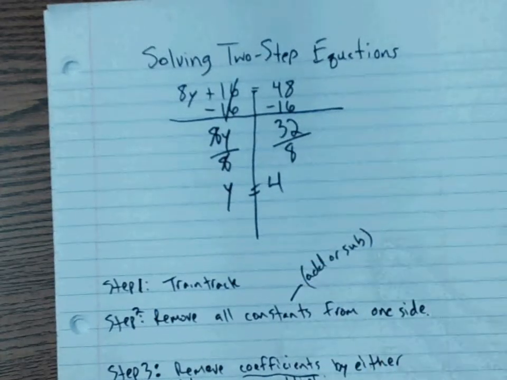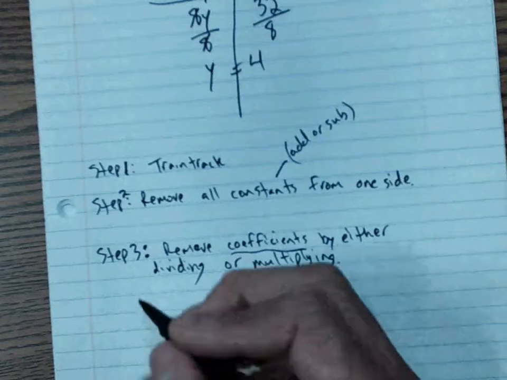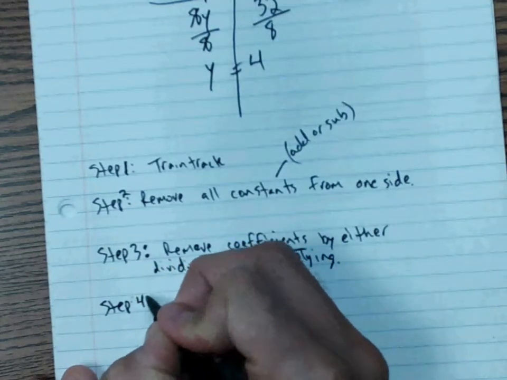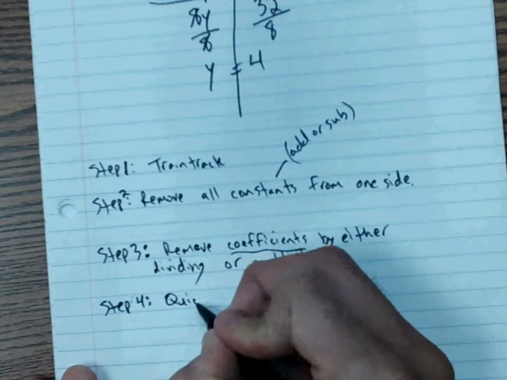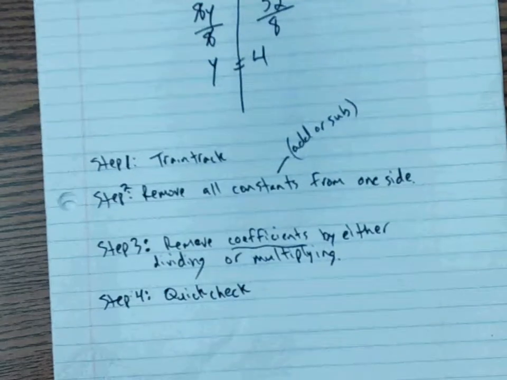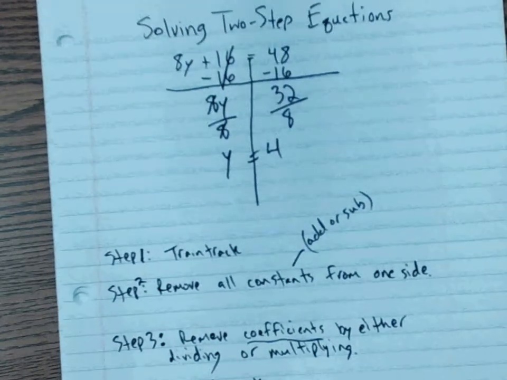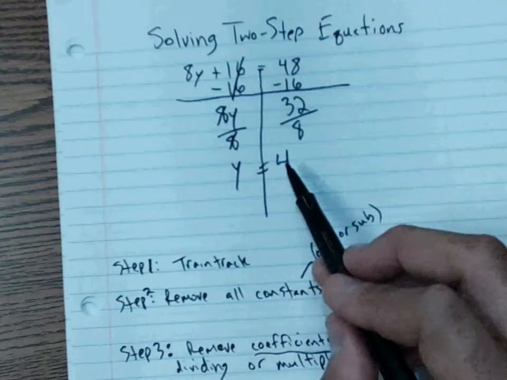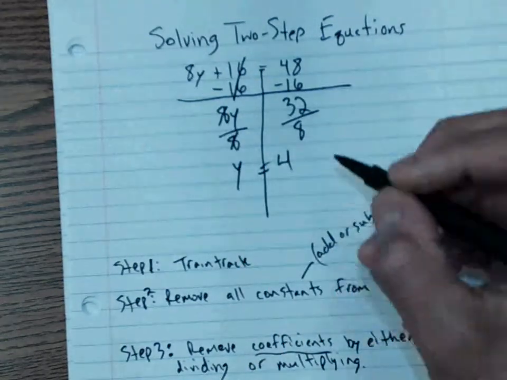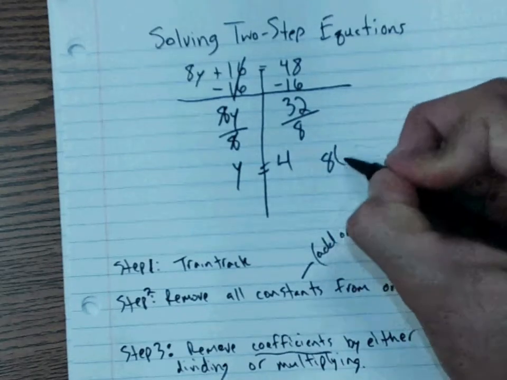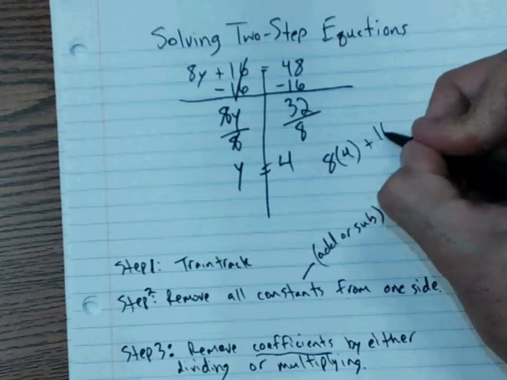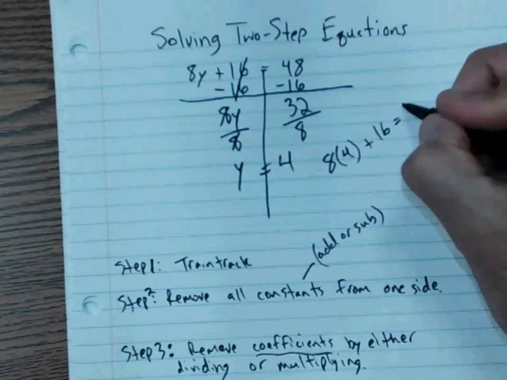Remember, two-step equation, but I said I was going to add a couple more steps. This is, in my opinion, the most important. Step 4, quick check. Check your work. Take that extra minute to double check your work. So what I'm going to do, since I think y equals 4, I'm going to substitute 4 in for y. I'm going to rewrite my equation. 8 times 4, so that represents my y, plus 16 equals 48.